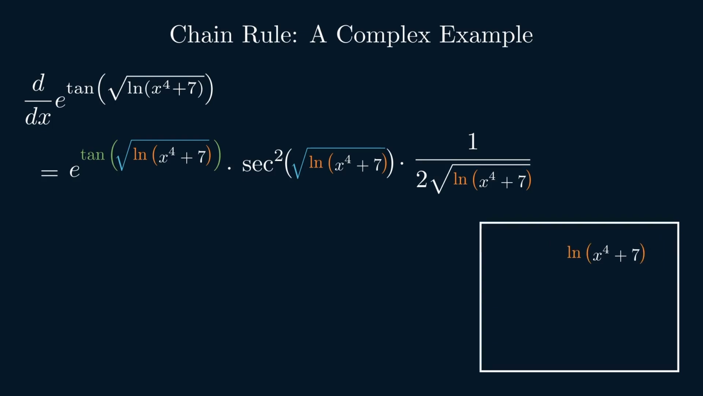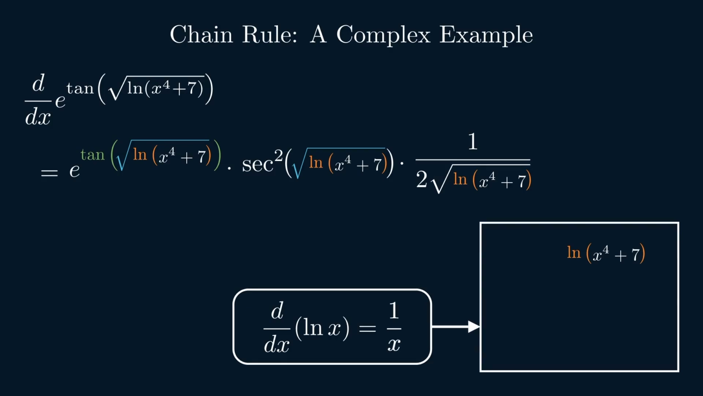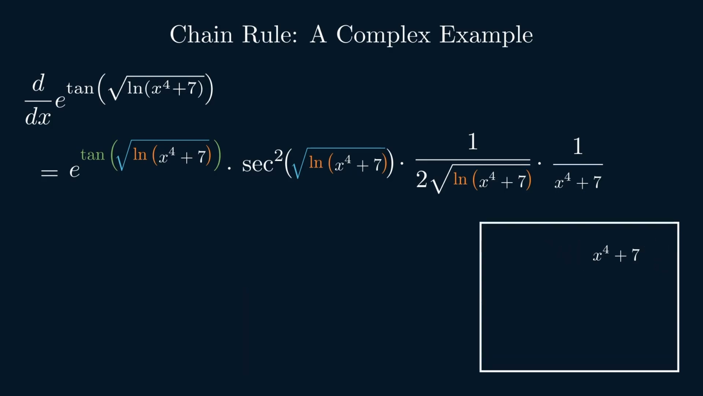Now, we differentiate the logarithmic function. The derivative of the natural logarithm of x is 1 over x, which we evaluate at the given input of the natural logarithm. This becomes the fourth factor in the derivative of the composite function. We have completed the differentiation of the logarithmic function.